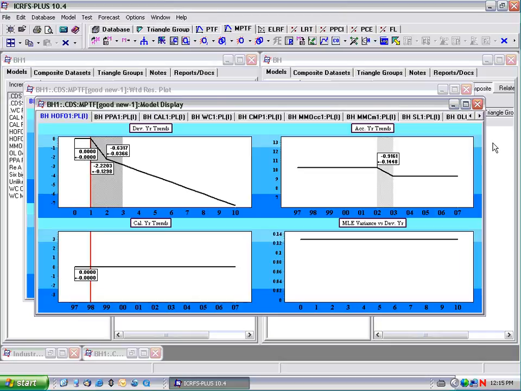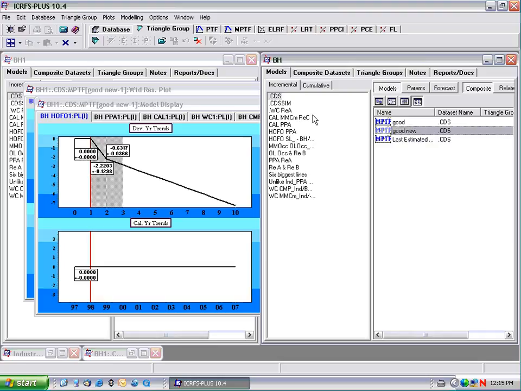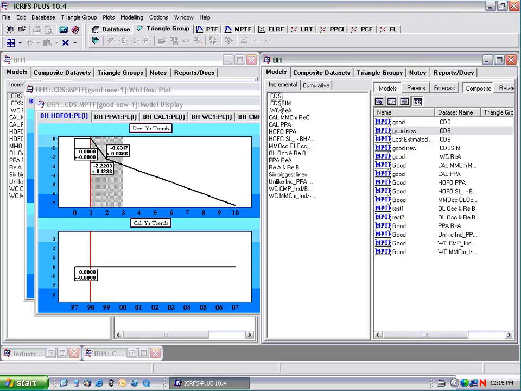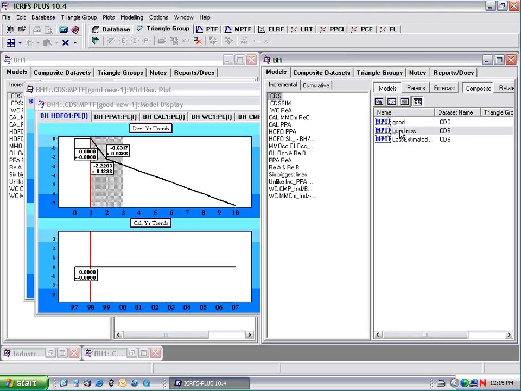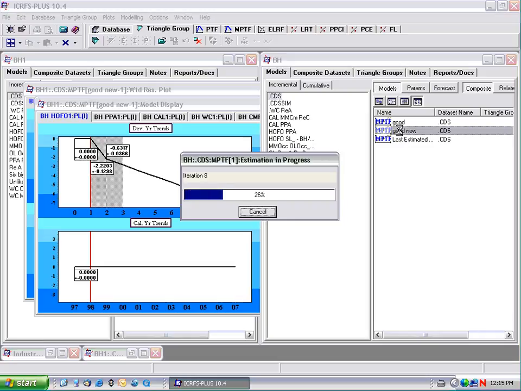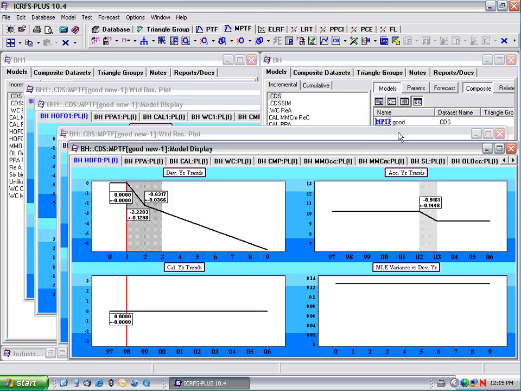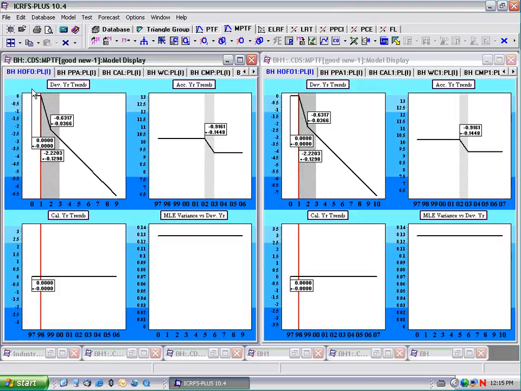You notice that we also have a Good New in the updated composite, but the updated triangles do not have an additional diagonal. Actually, we were doing this at the end of 2006. So what do we have for them? Oh, 2 of them. Okay.